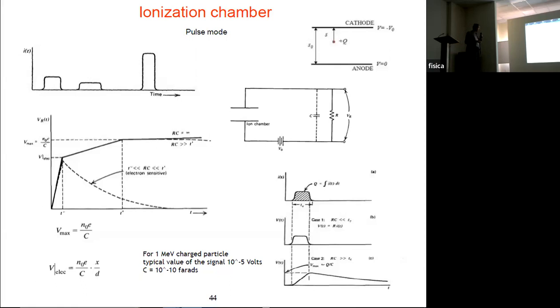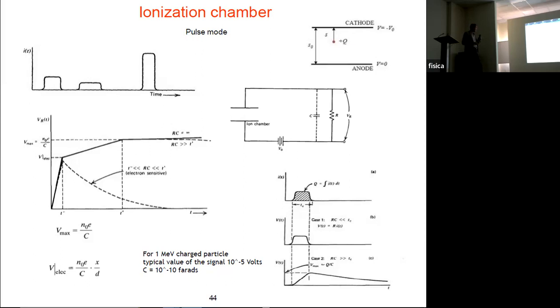Let's just show you that basically ionization chambers collect only electrons. That's the fact that I just wanted to show you, because in order to fully explain how this works, it requires more time and more slides.